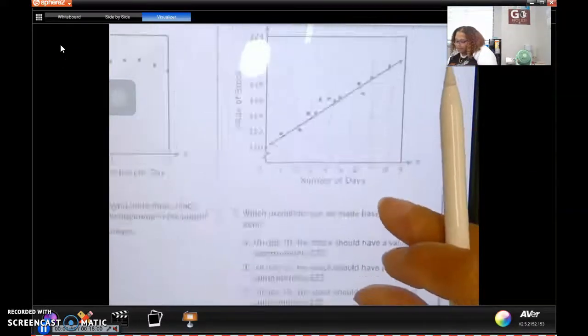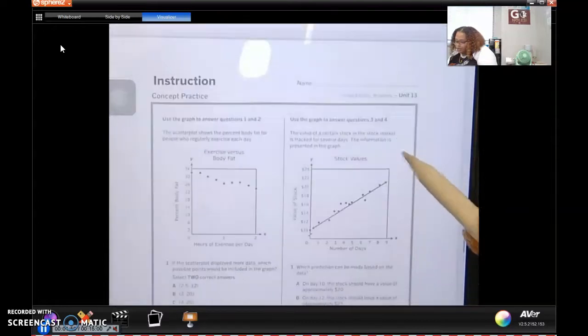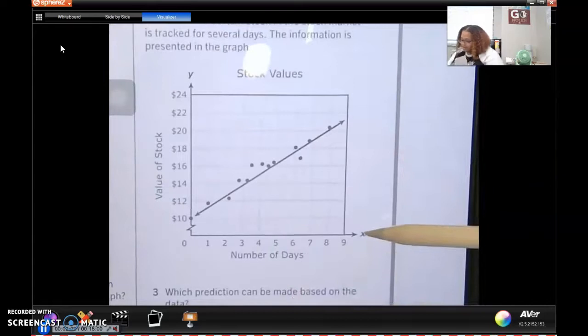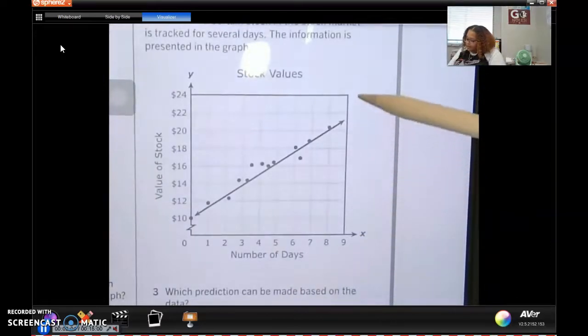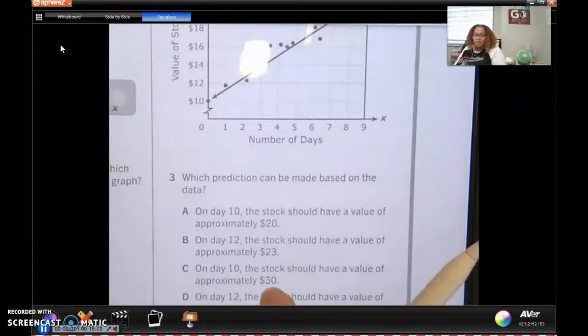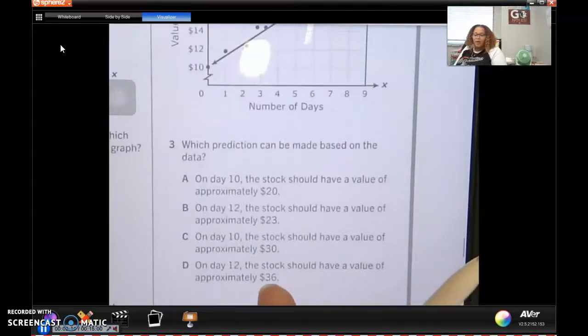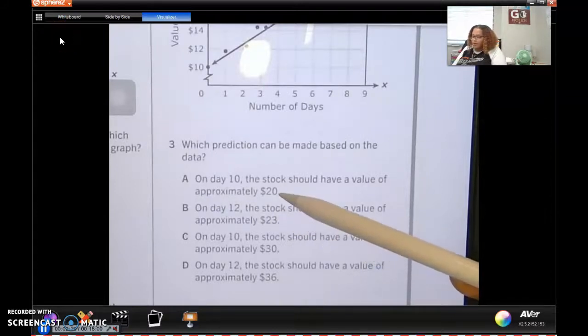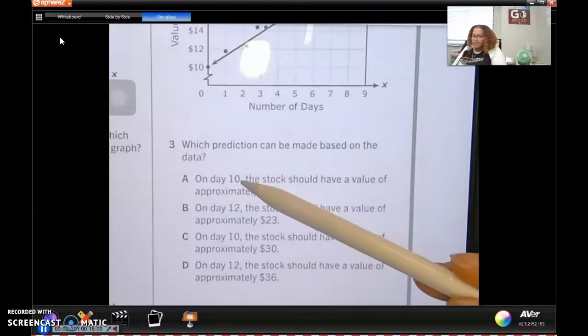because if I'm at 10 and 30, that means my 10 would shoot, this pen is very sensitive, or the screen. That means my 10 would shoot way up here to the 30, and this is too large of an estimate. And then day 12, 36 is also too large. So these two are more reasonable, but the $20 estimate for day 10 is not enough.